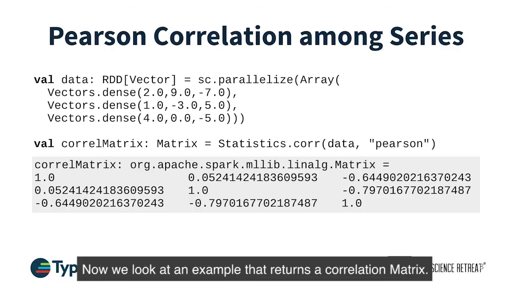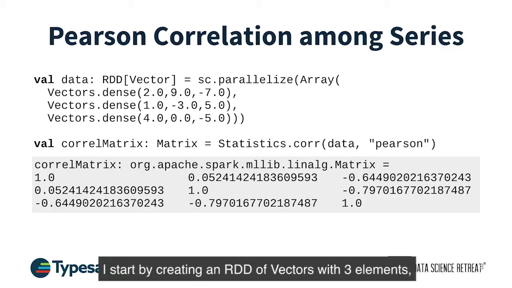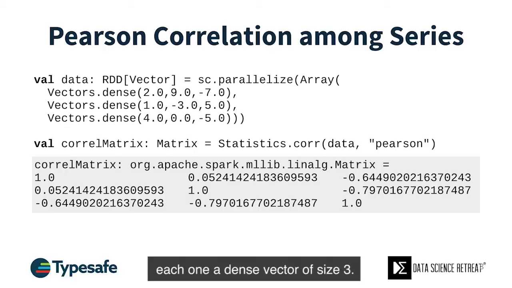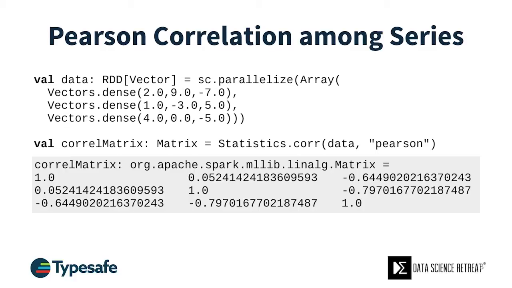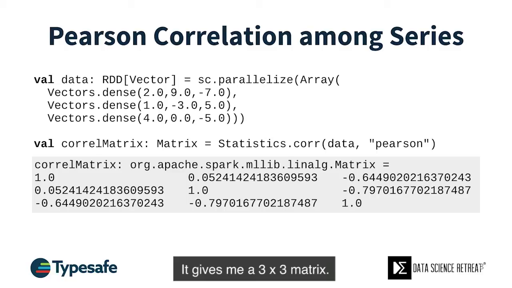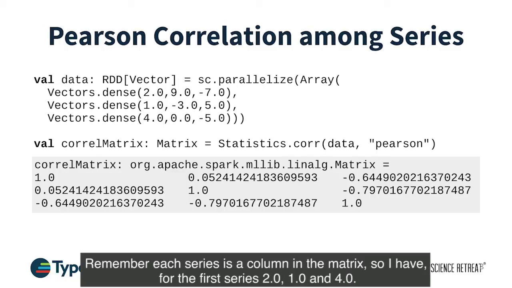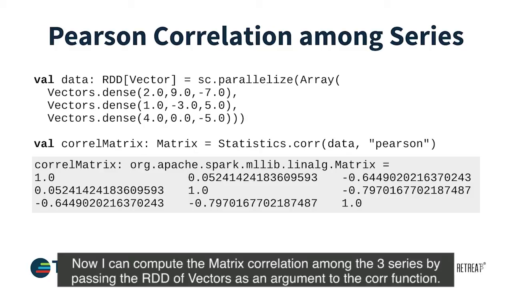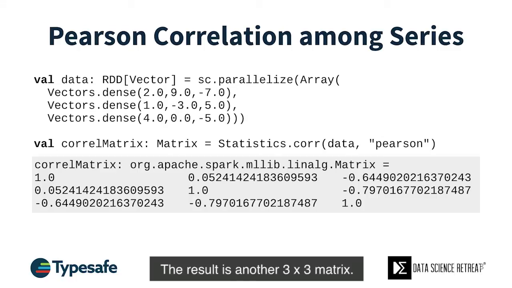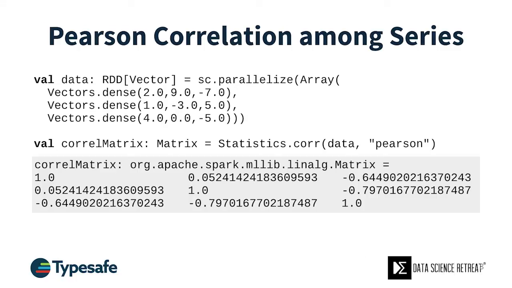Now we look at an example that returns a correlation matrix. I start by creating an RDD of vectors with 3 elements, each one a dense vector of size 3. It gives me a 3 by 3 matrix. Remember, each series is a column in the matrix, so I have for the first series 2, 1 and 4. Now I compute the matrix correlation among the 3 series by passing the RDD of vectors as an argument to the corr function. The result is another 3 by 3 matrix.